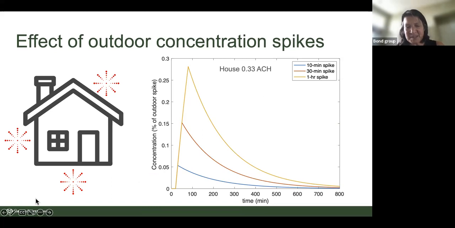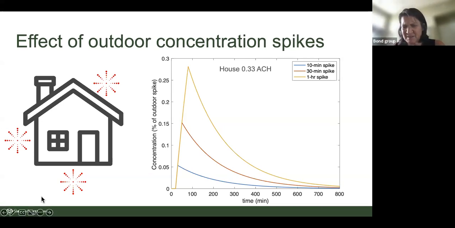And so what happens is it takes a little while for it to mix into the house, for the polluted air to be drawn in. And the longer that spike goes on outdoors, the higher the concentration rises. And then when that spike is over, I just made the outdoor concentration return to 0. And then fresh air is coming into the house, replacing that polluted air. So you see the concentration decline.